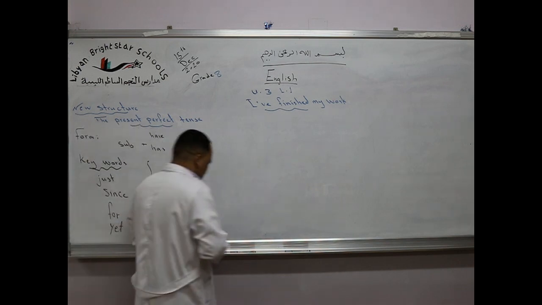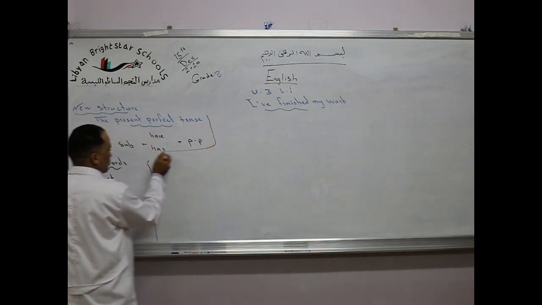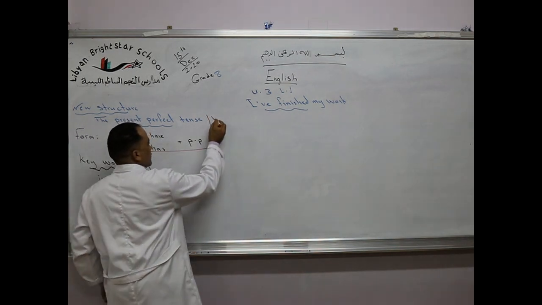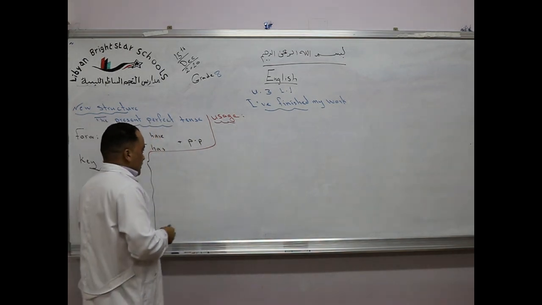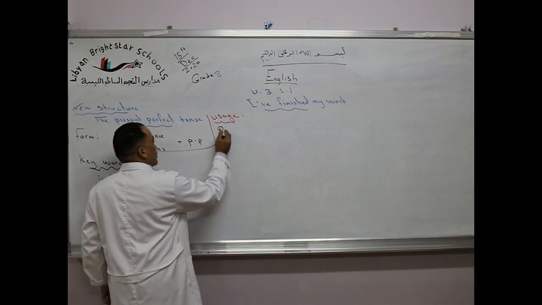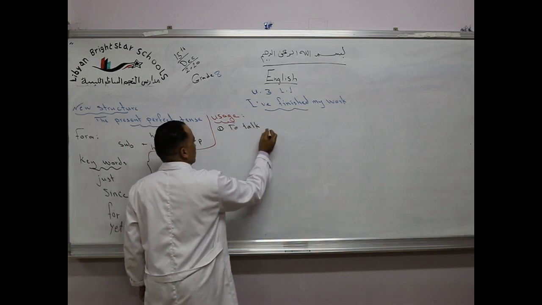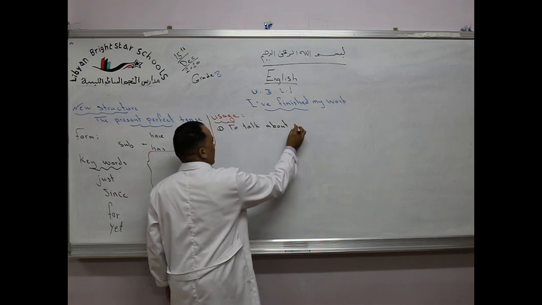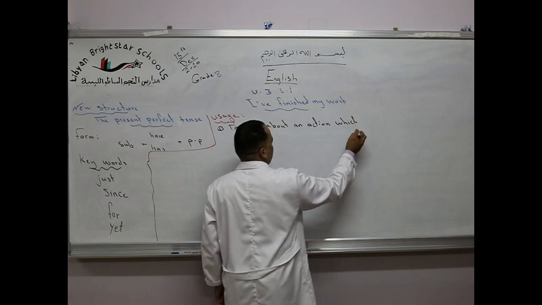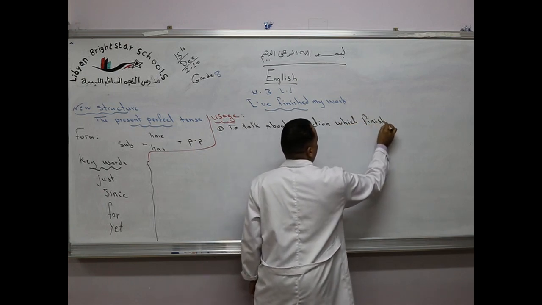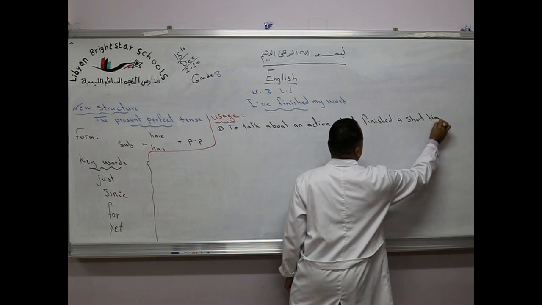The present perfect tense usage. We use the present perfect to talk about an action. Number 1, or usage: we use the present perfect to talk about an action which finished a short time ago.